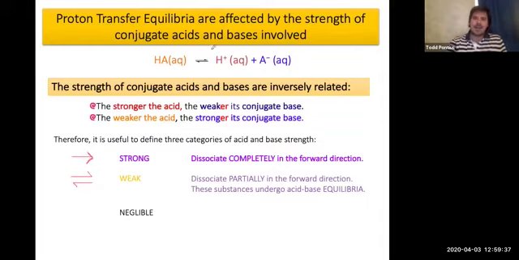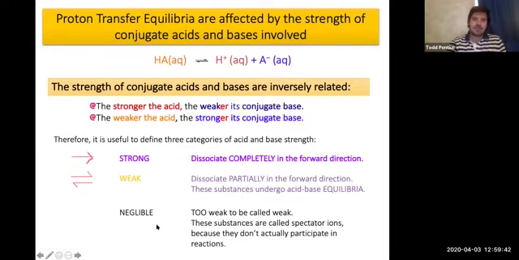And then finally, the other category that we have is something called a negligible acid. These are too weak to even be called weak. These ones are holding on to those protons. They're not going to give them up. They're never going to say goodbye, okay? Those ones are holding onto the protons, none of the protons are going to leave. So these are our three different levels of acids: strong, weak, and negligible.